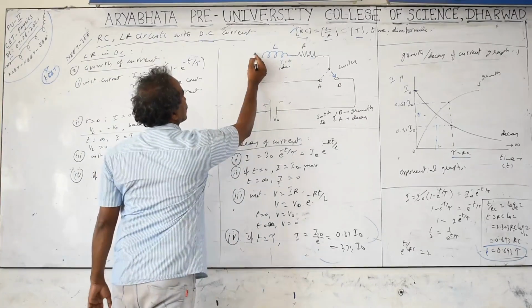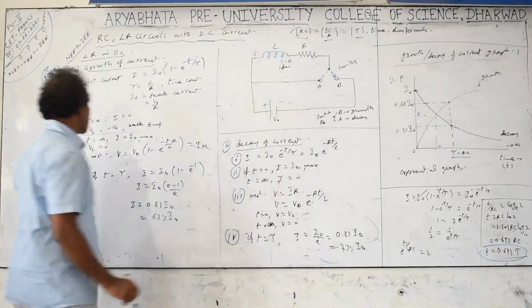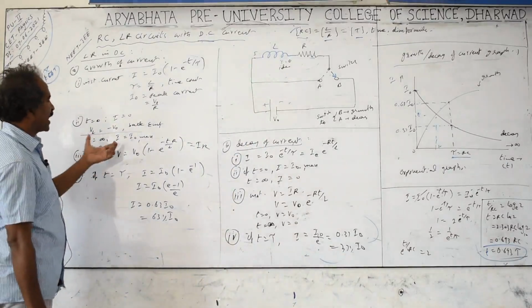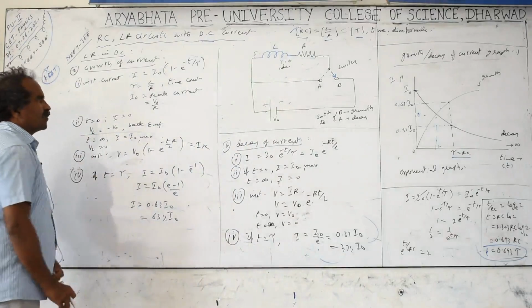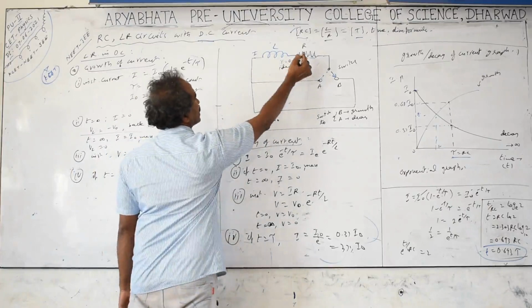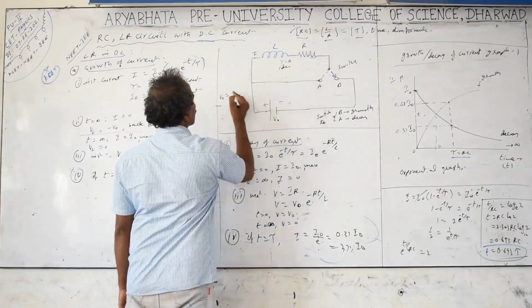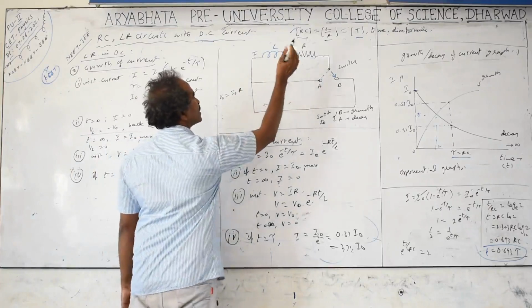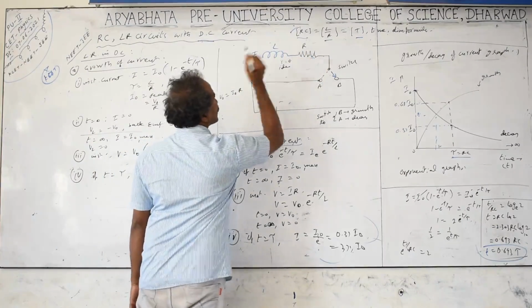We take the current through the inductor as I at the instant. I is 0 at time 0, and I equals I naught at t equal to infinity, which is the maximum current. The maximum current follows from V equals IR. It is limited only by the resistance R, so V naught equals I naught into R. But the instantaneous current is limited by the resistance and also by the back EMF of the inductor.